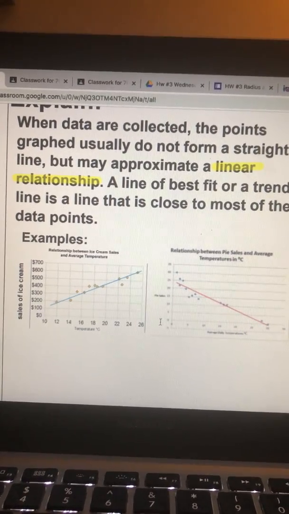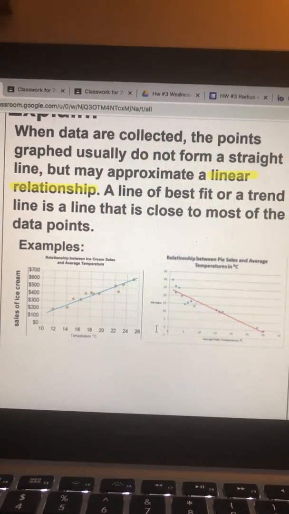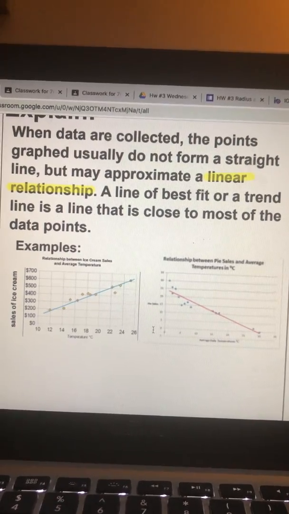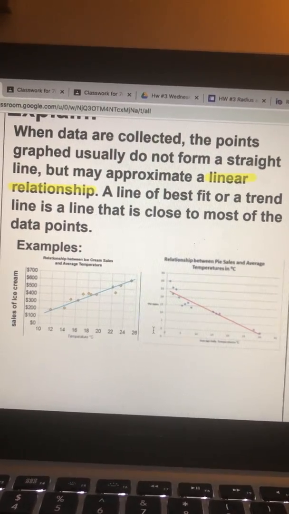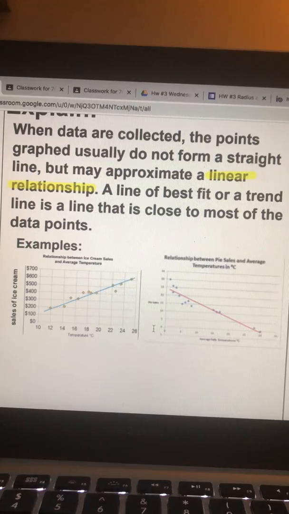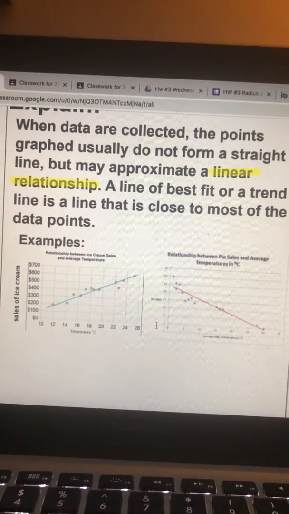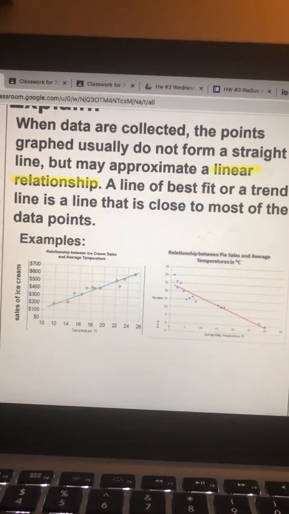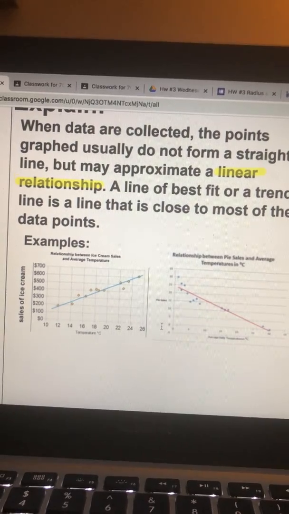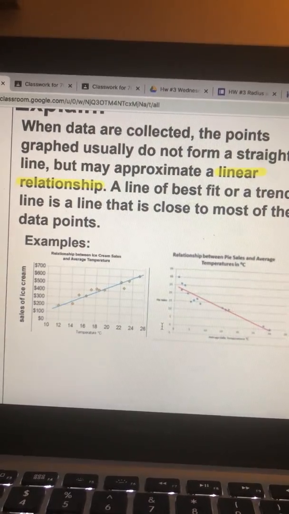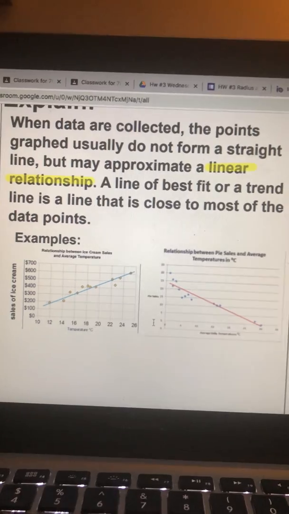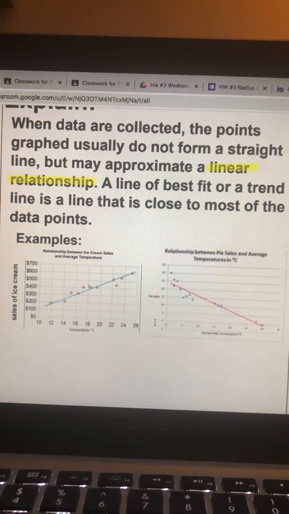It says, when data are collected, the points graphed usually do not form a straight line. The reason they don't form a straight line, we already talked about this, is because it's real life data. But they may approximate a linear relationship. So what does that mean? It means that your data is following a line of best fit, or what we call a trend line.